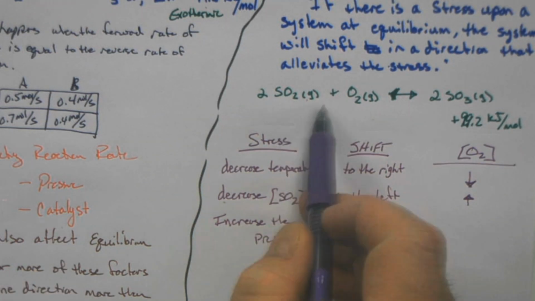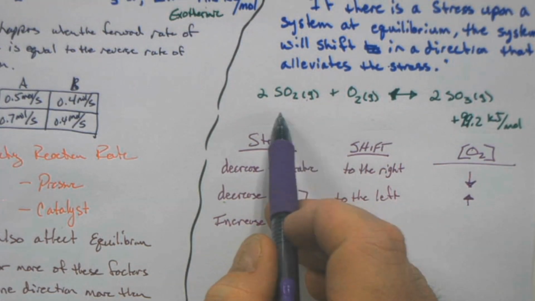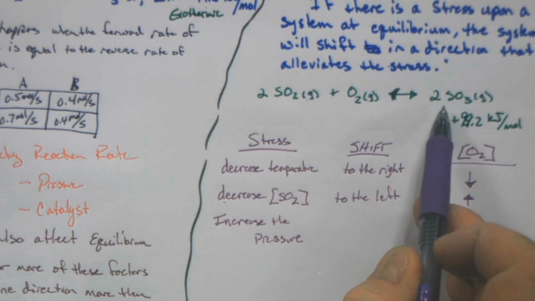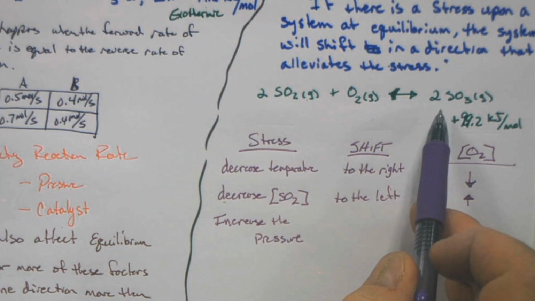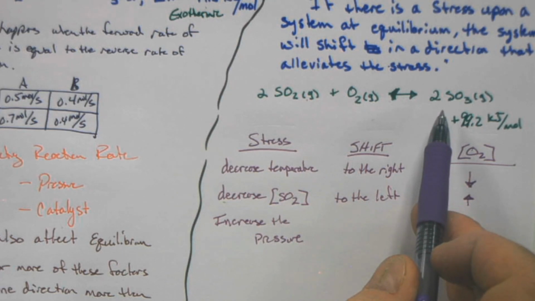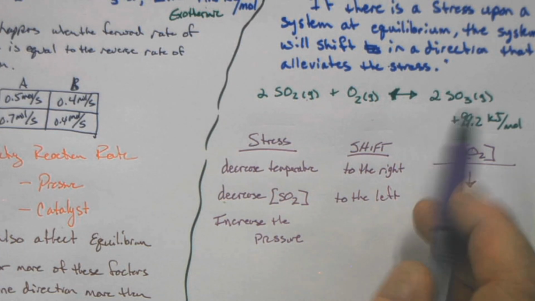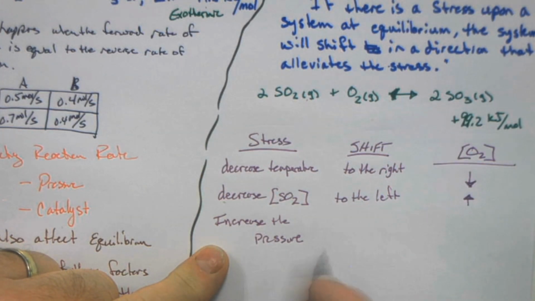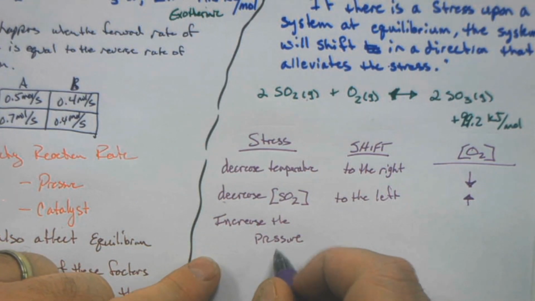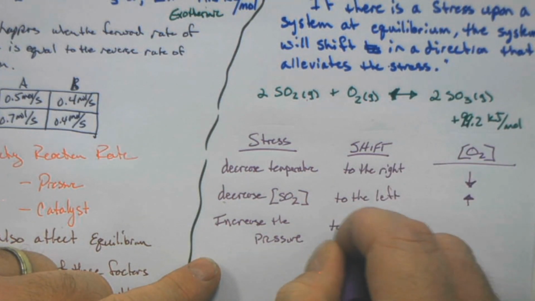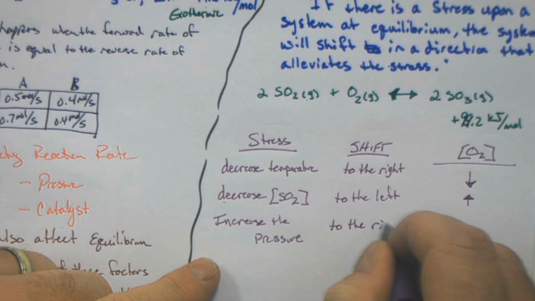How many moles of gas do we have on the left side? 1, 2, 3, right? How many do we have over here? 2. So, if we could force the reaction to produce fewer moles of gas within the same container, would that not decrease the pressure? Yeah, do you see how that works? Okay, so if we increase the pressure, what Le Chatelier is going to do is produce fewer moles of gas. And that would shift to the right.